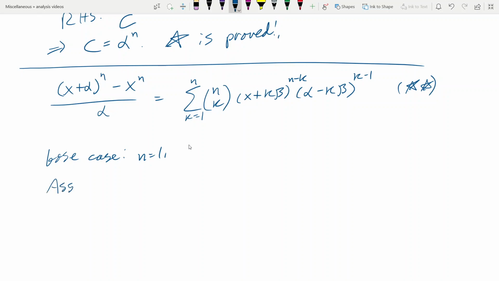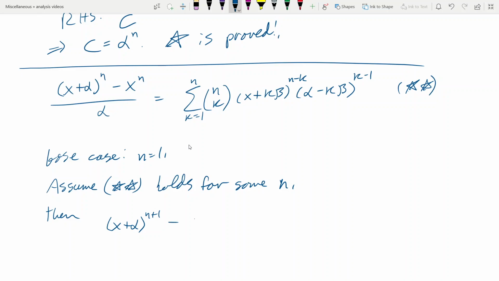So now we're going to do the same as we did before. Assume the double star holds for some value of n. And just like before, we're going to integrate. So I'm going to kind of skip a little bit of this. So if you integrate both sides and multiply the n plus 1 over, a lot of it is the same at this stage as in the previous proof.